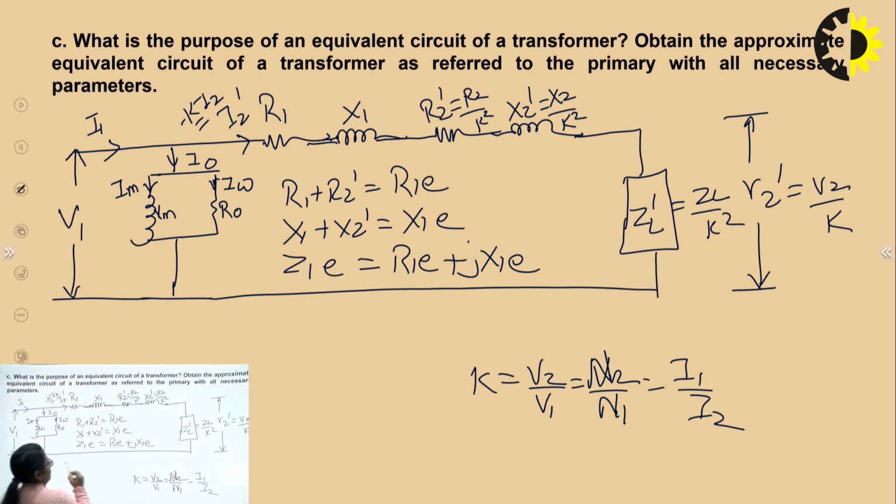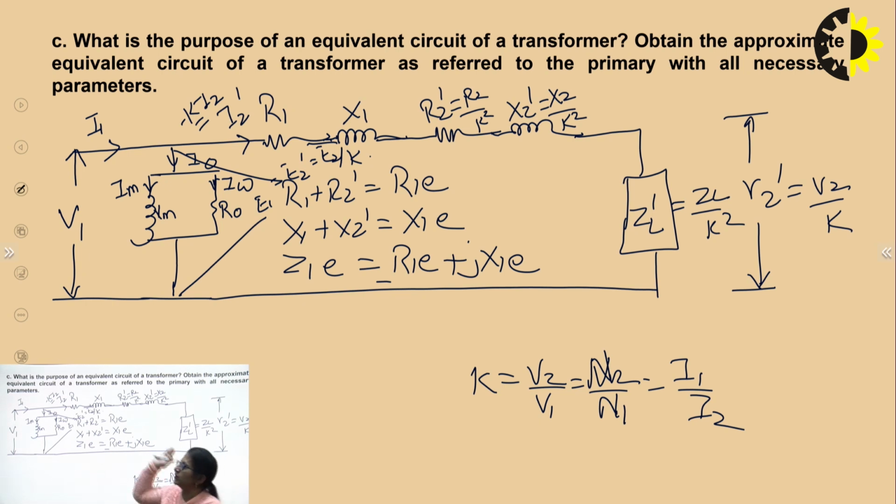In fact, the induced EMF E1 and E2 dash, which is given by E2 by K, was also remaining. The induced EMF we need to represent, right? So the primary parameters are there as it is. Only the secondary parameters are being transferred towards the primary, referred towards the primary side with the changed values, right? This is the approximate equivalent circuit. The calculation becomes very easy when it is referred towards one side. The complete circuit is towards either primary or towards the secondary.